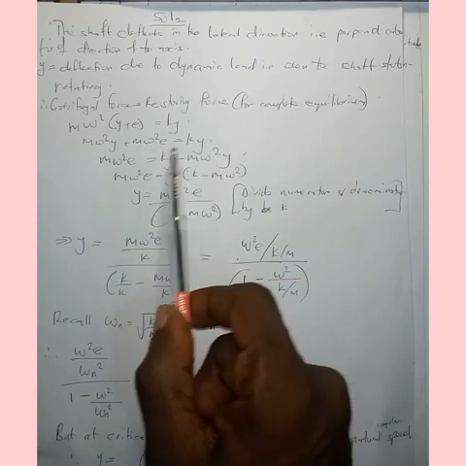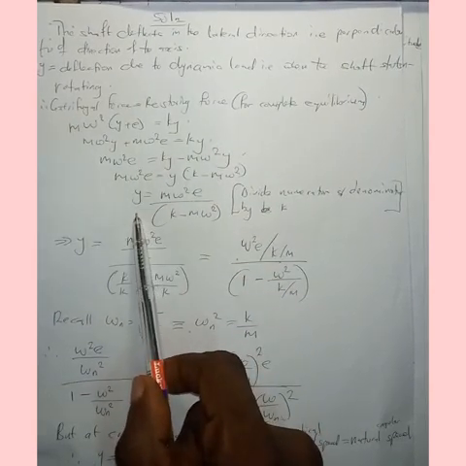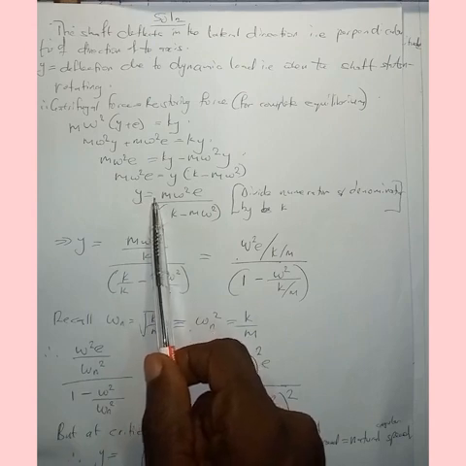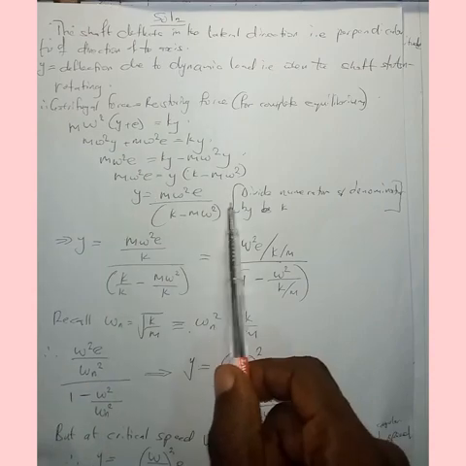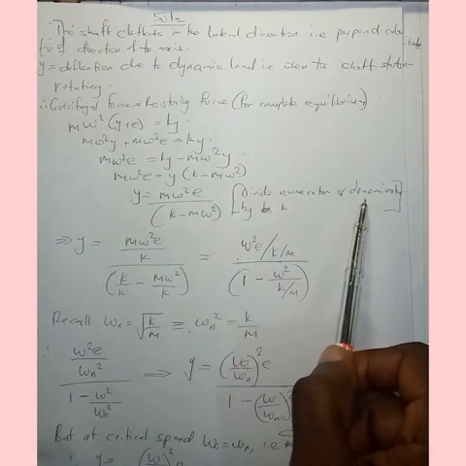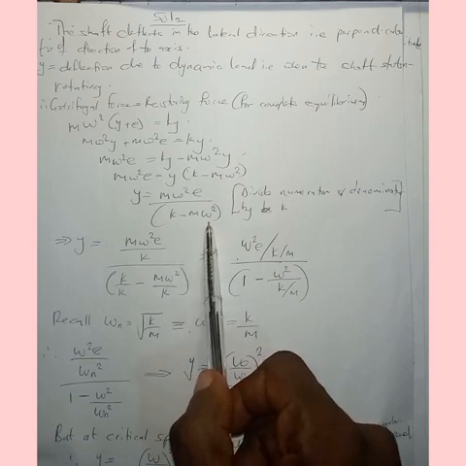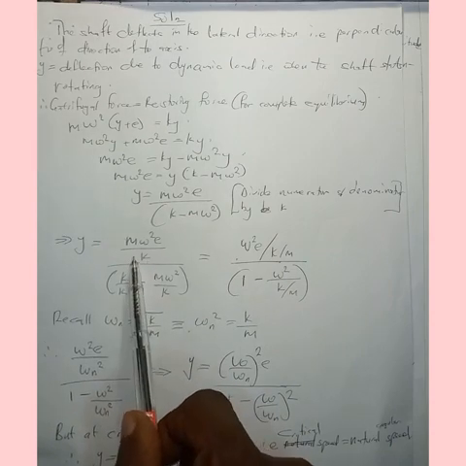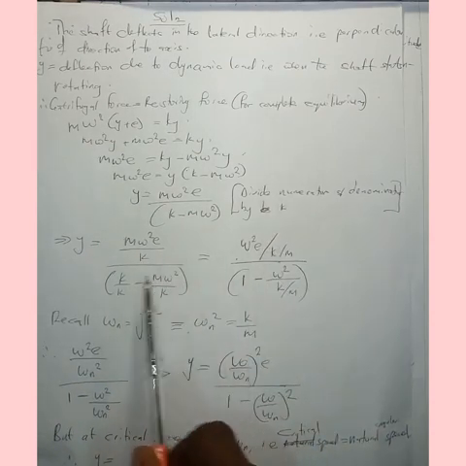Now you rearrange. After rearranging, you make y the subject of your formula. So here, after making y the subject of the formula, you divide the numerator by k. You can also divide the denominator by k, and that's how we have this. Don't forget k is the stiffness. So now this and this, they are the same thing.